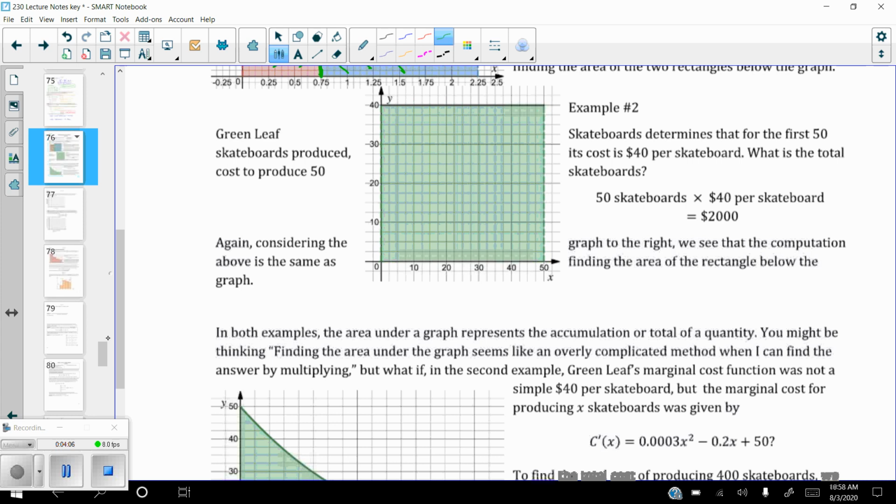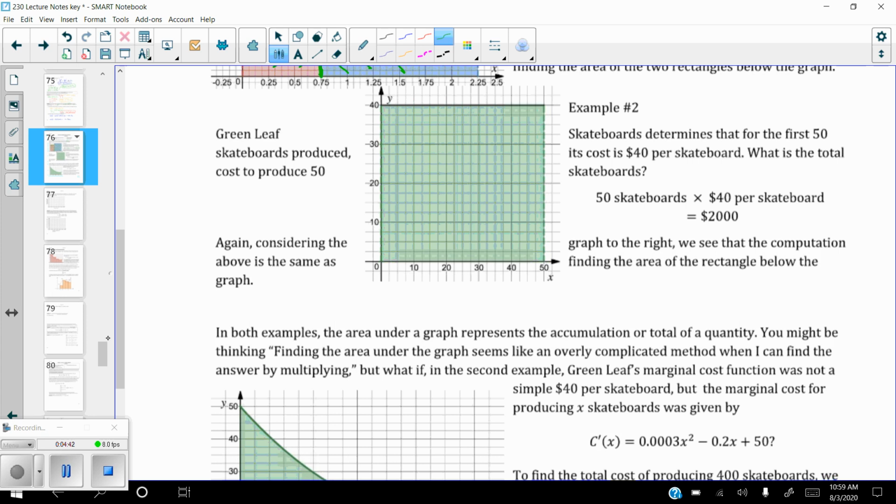Okay, example 2. It says skateboards... I guess, oh, okay, for some reason this got split. I apologize, I'm reading that all wrong. The words on the left of the graph go in line with the words on the right. So it's Greenleaf Skateboards determines that for the 50 skateboards produced, it costs $40 per skateboard. What is the total cost to produce 50 skateboards?